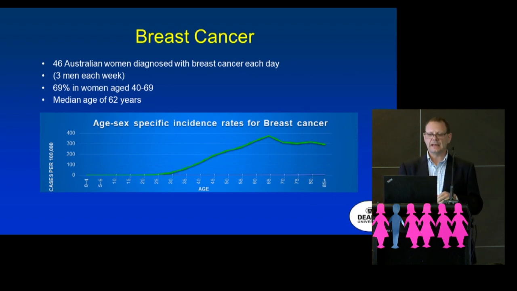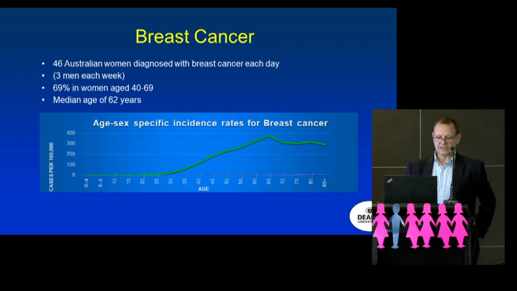The median age, the average age of women with breast cancer is 62. The average age around the world is fairly consistently about 10 years after the median age of menopause. In Australia, the average age for menopause is 51. There are some other countries, depending on the genetics and the lifestyle and other things, where it's either younger or older, but the breast cancer median age tends to mirror that. It's about 10 years after menopause.